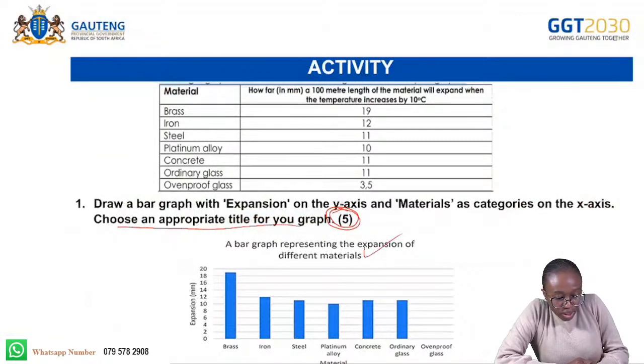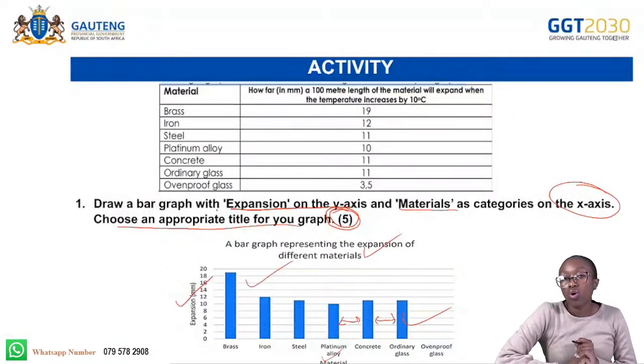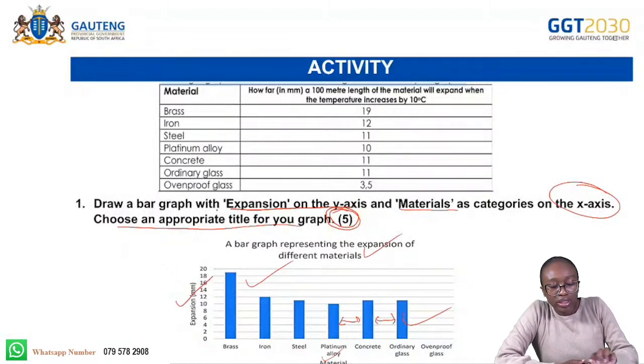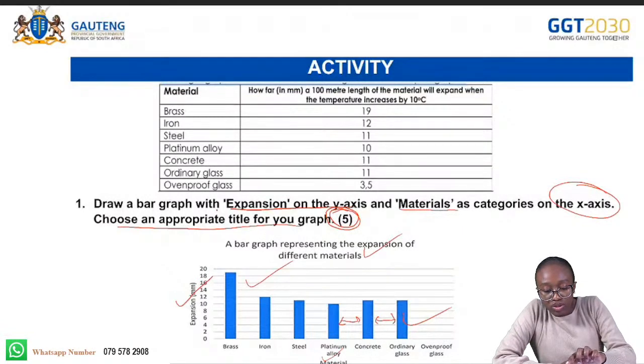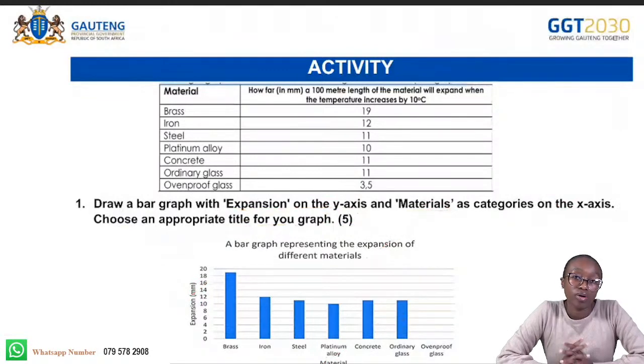For knowing which one is the y-axis and labeling it, you get your mark. And for knowing which one is the x-axis and labeling it, you get your mark. For putting appropriate spaces between the bars, you get another mark. And then drawing them accurately, you also get another mark. So those are your 5 marks for the bar graph. Let me quickly erase the ink notations so that you can take 2 minutes to copy down this bar graph.